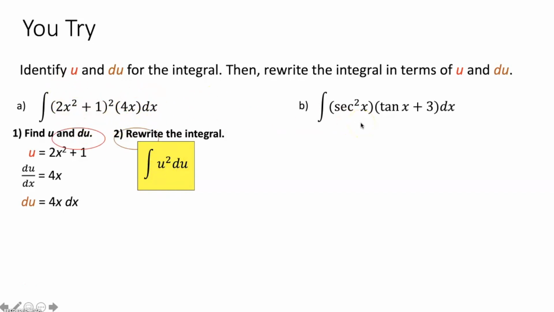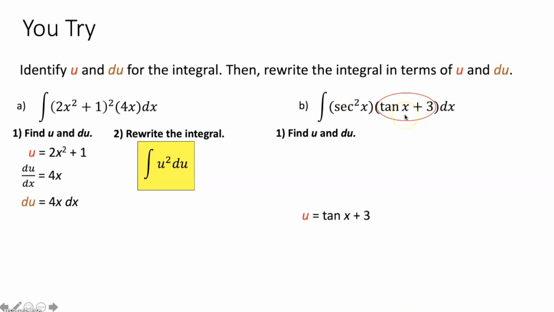Part B, doing the same thing. First thing I want to do is find u and du. So u, I'm going to set equal to my innermost function. Oh, I have two separate functions here being multiplied together. So when this happens, I need to set u equal to one of the functions, where if I were to take the derivative of that function, my du dx would equal that other function. So which of these functions is the derivative of the other? The derivative of tan x is secant squared x. So what I can do is set u equal to tan x plus 3.